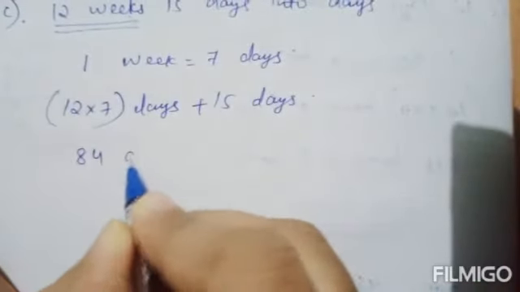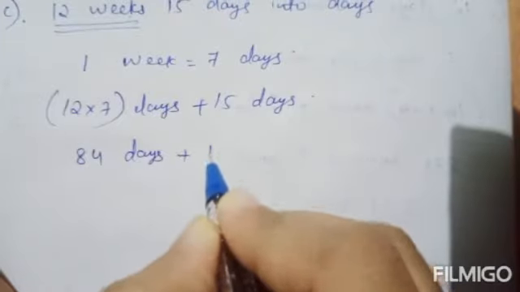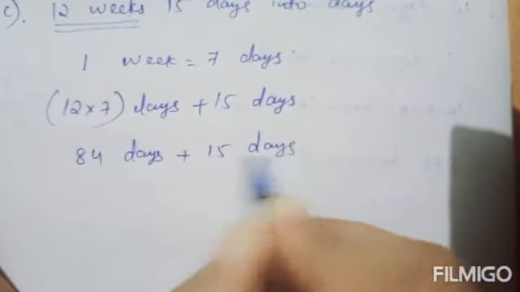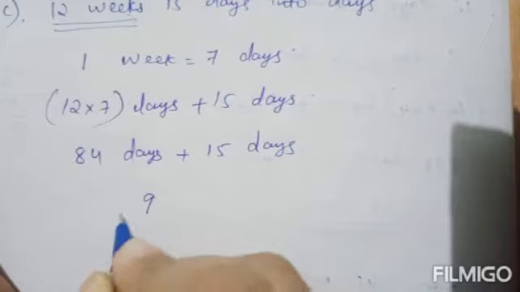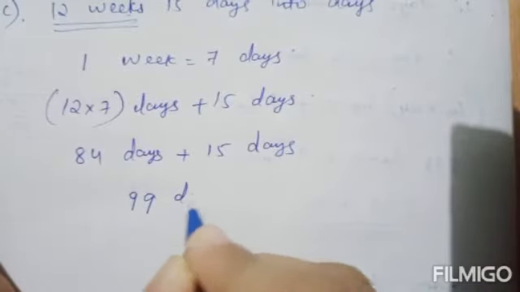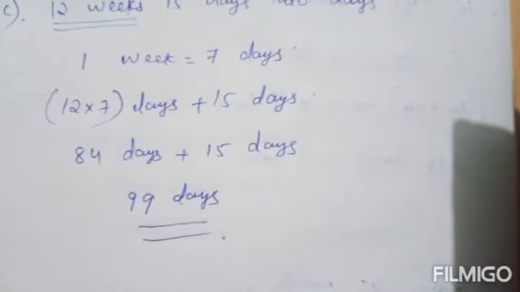Okay, now 12 into 7, you will get 84 days plus 15 days. Now 84 plus 15, you will get 99 days. So this is the answer.